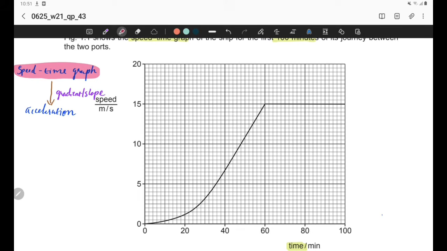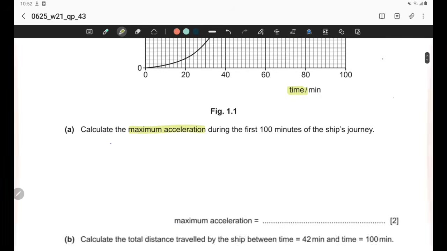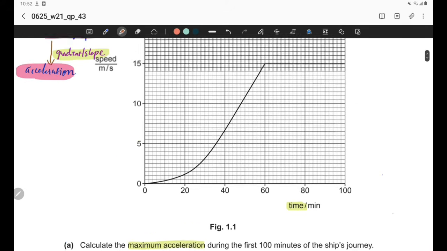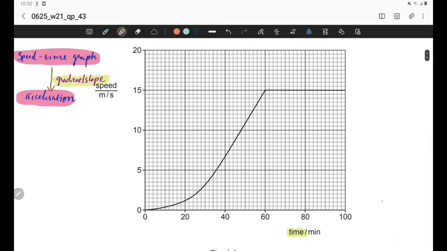So from a speed time graph, we can find out the value of acceleration simply by calculating the gradient of the graph. So here also we just need to find out maximum acceleration. Therefore, we can calculate maximum acceleration by calculating the maximum gradient of the given graph. So, by looking at the graph, we can understand the maximum slope is during the section from 40 to 60 minutes. Here we can see a maximum slope. So, this gradient will give you the maximum acceleration of the motion.